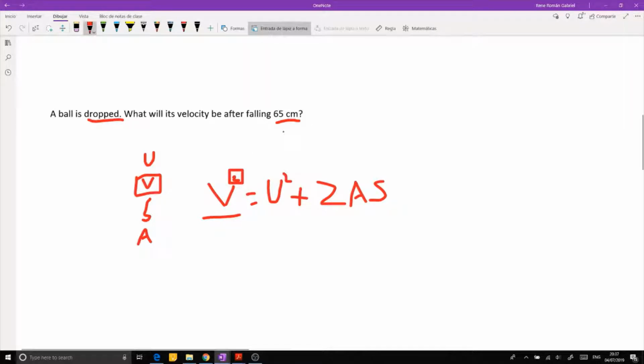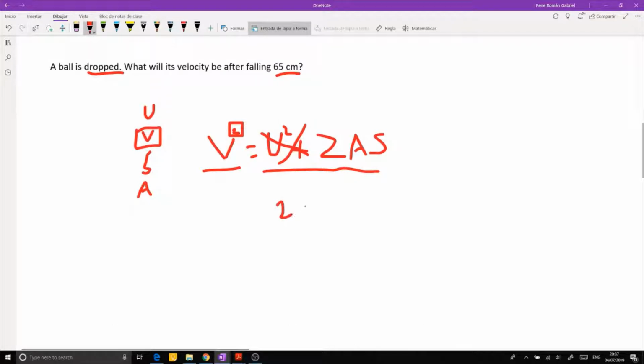So first, we have to replace the values on this side. Initial velocity is 0, so 0 squared is just 0, so we can just eliminate this part. And then 2as, basically that's just 2 times our acceleration, which would be 10 meters per second squared, times our distance, which is not 65 centimeters, it's 0.65, because all the formulas work with meters, not centimeters, so we have to change it by dividing by 100, so 0.65.